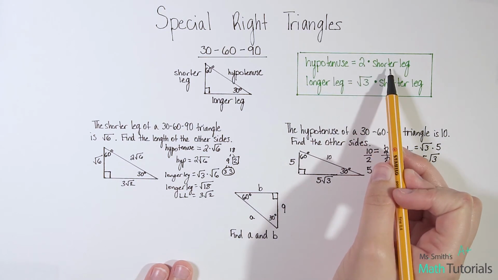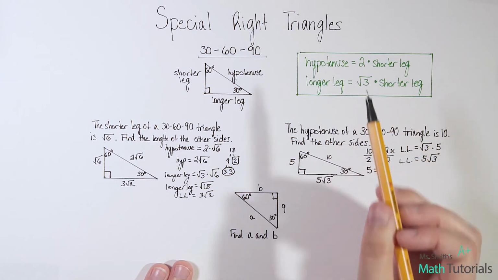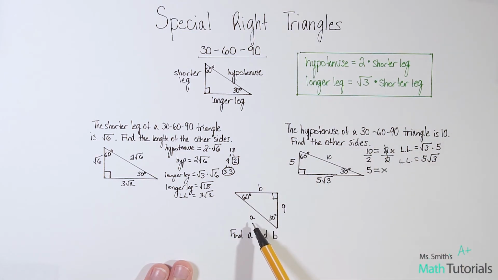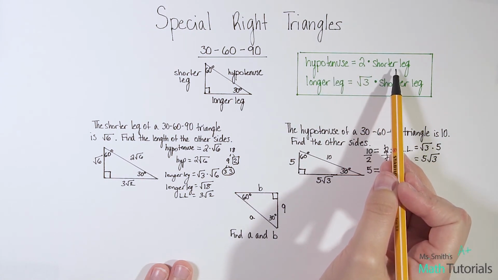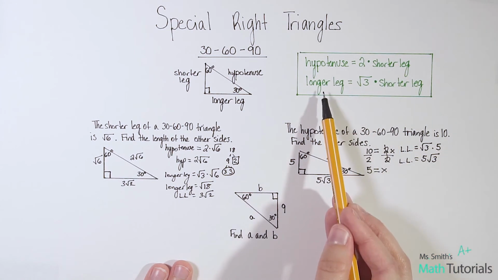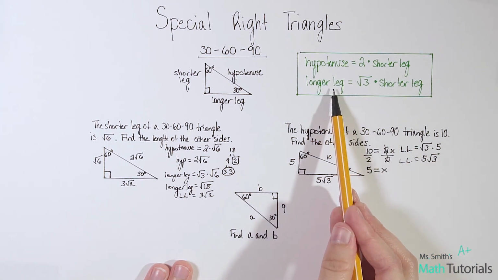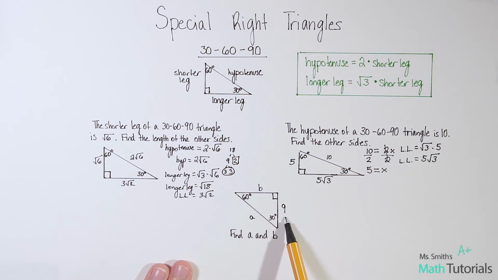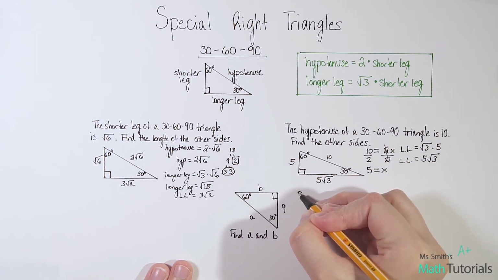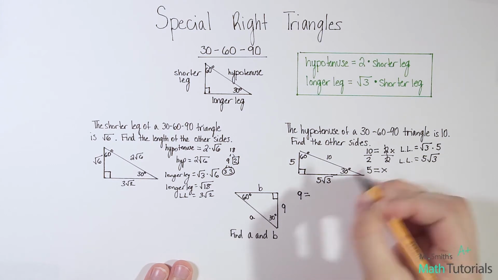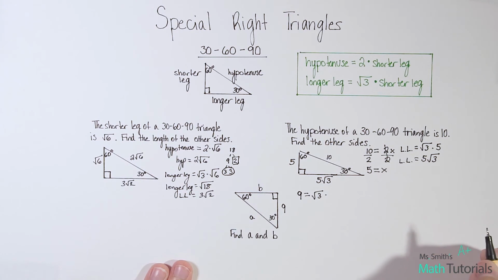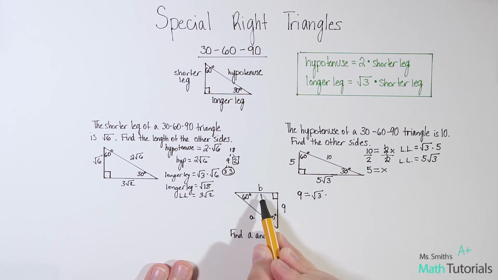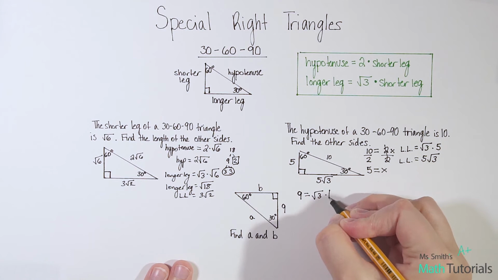Hypotenuse equals 2 times the shorter leg. I would not want to start there because look, I don't know the hypotenuse and I don't know the shorter leg. So there's nothing I could plug in to solve there. I have nowhere to start. But this second rule, the longer leg, well, I know that one. It's 9. So the longer leg, 9, equals square root of 3 times the shorter leg. Well, we said the shorter leg would be B, because it's opposite the 30, B.